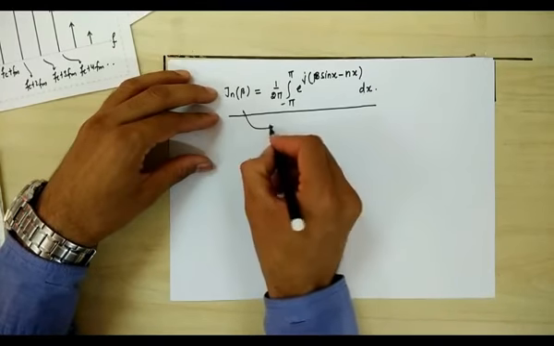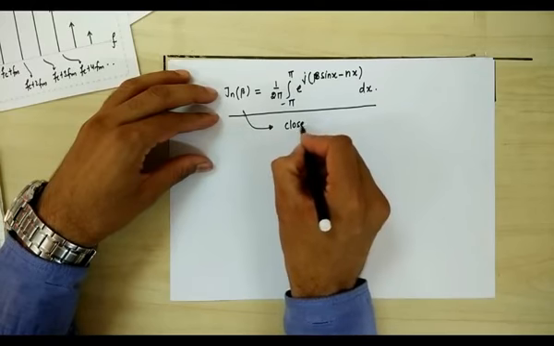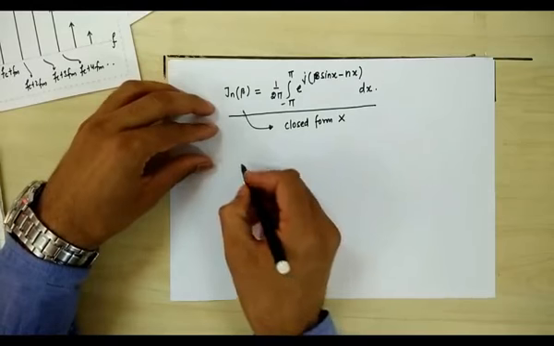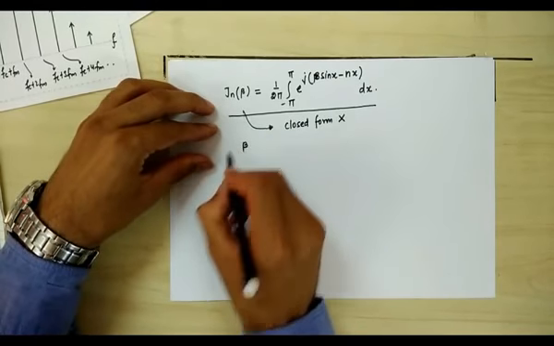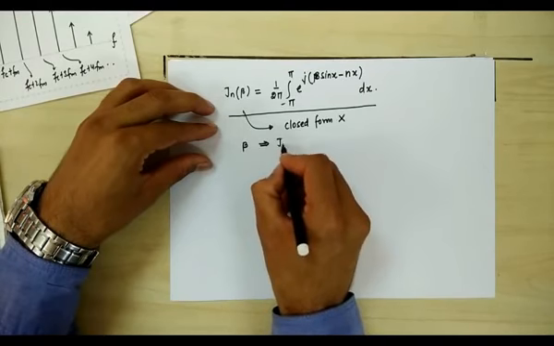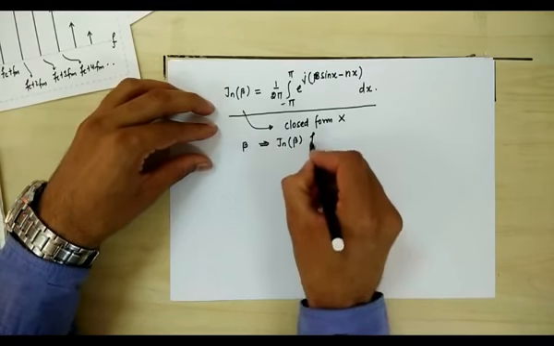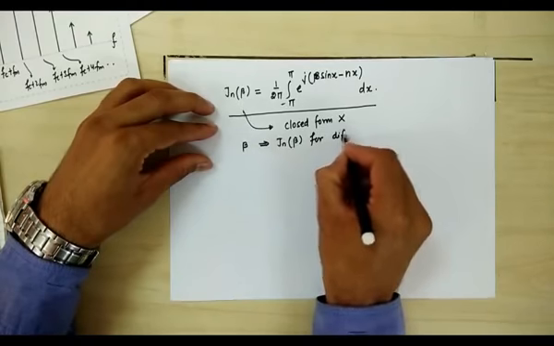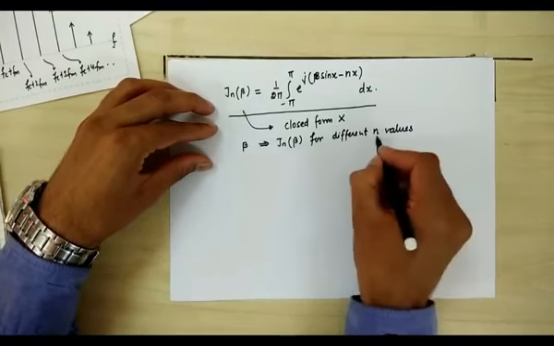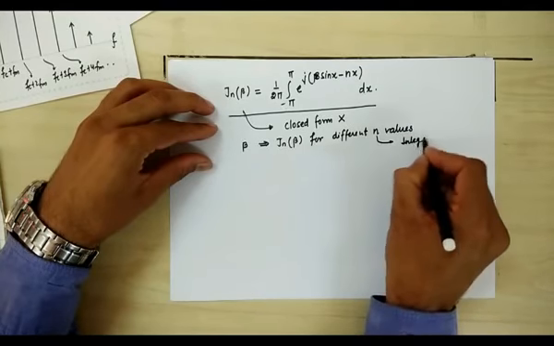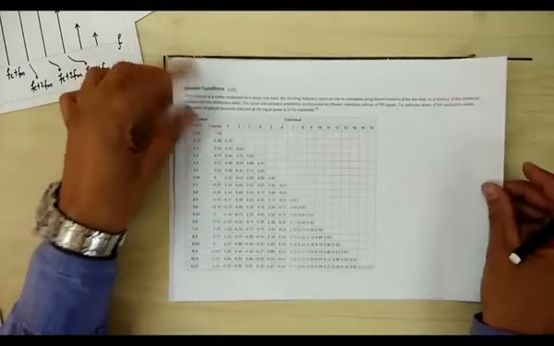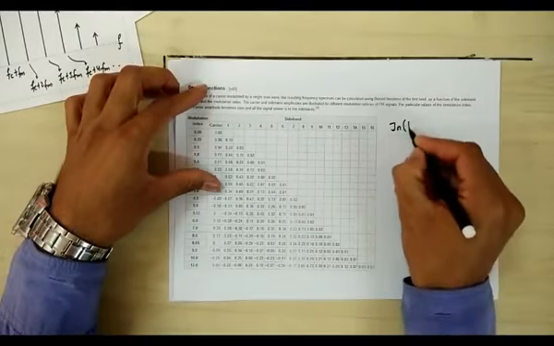This integration cannot be solved in closed form. So depending on the value of beta, we can calculate Jn(beta) for different n values. Here n takes integer values. This is the table for Jn(beta).